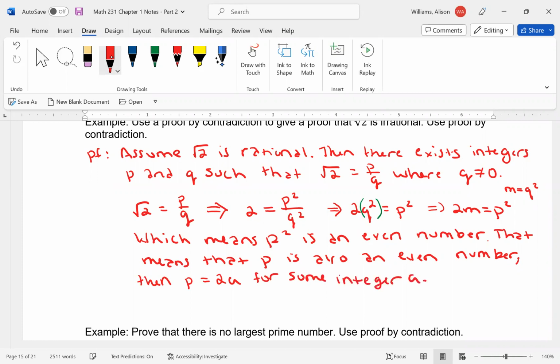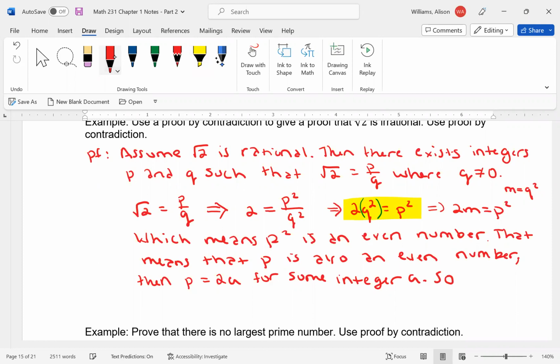Okay, cool. So now p is an even number. So here's what that says. If I plug the even number into my original statement here in particular, this right here, that statement.